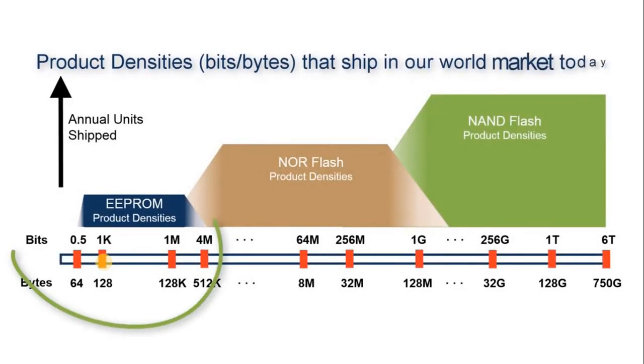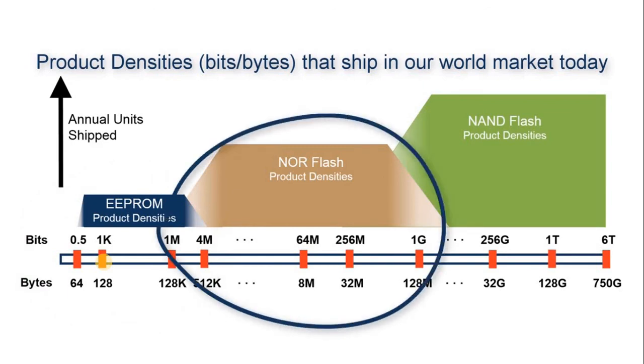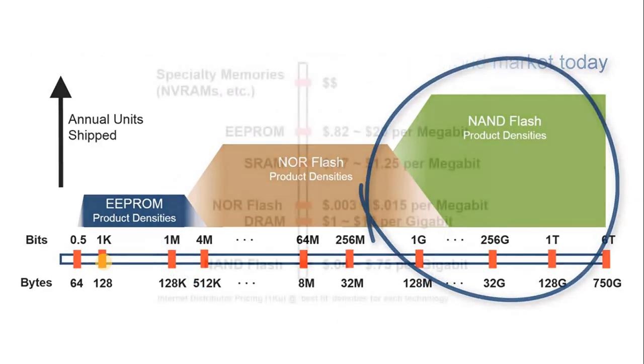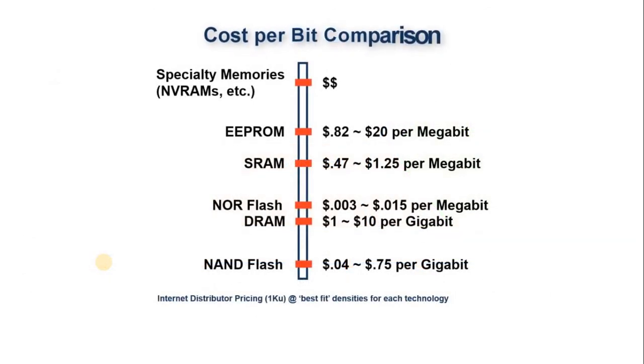Here is a rough density chart. EEPROM dominates only at the very bottom, where the unit price difference is small and the byte write capability is important. NOR flash is here in the middle where the boot code densities fall, and NAND flash stretches up as far as the newest technology can reach in gigabits.